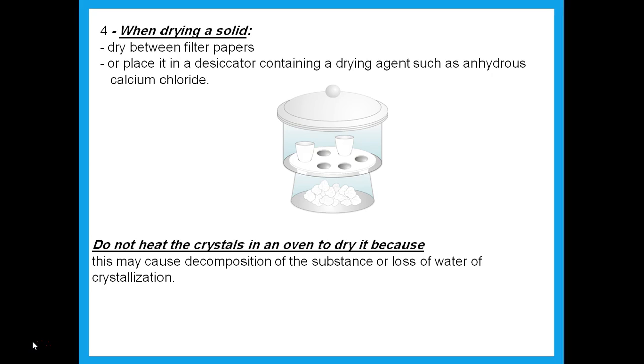Of course, I cannot heat crystals in an oven. Usually I will not. The only thing I can heat in an oven is if I'm trying to dry iron nails, for example. We'll be talking about experiments dealing with iron nails. Then I can dry that in an oven. But I do not put crystals into an oven because this may cause breakdown of the substance or decomposition of the substance, or loss of what we call water of crystallization. So if I'm trying to prepare something that is a hydrated solid, and we'll talk about that much more later, if I'm trying to dry a hydrated solid, I don't want to lose the water of crystallization, so I do not heat it in an oven.